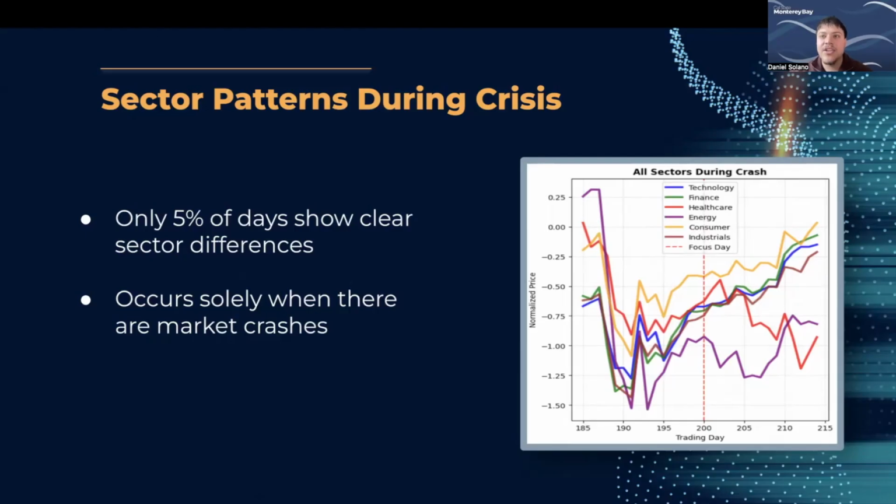While systematic risk dominates most of the time, sector patterns do emerge, but they only happen during crisis periods. As you can see in this chart, only about 5% of trading days show clear sector differences, meaning days where everything isn't moving exactly the same. And the answer to that is that something is crashing on day 200. We're getting a dip. During these stress periods, you can see technology and finance getting hit hardest, while healthcare and energy show more defensive behavior. So sector relationships do matter, but only when markets are under extreme stress, and that again is only around 5% of the time.